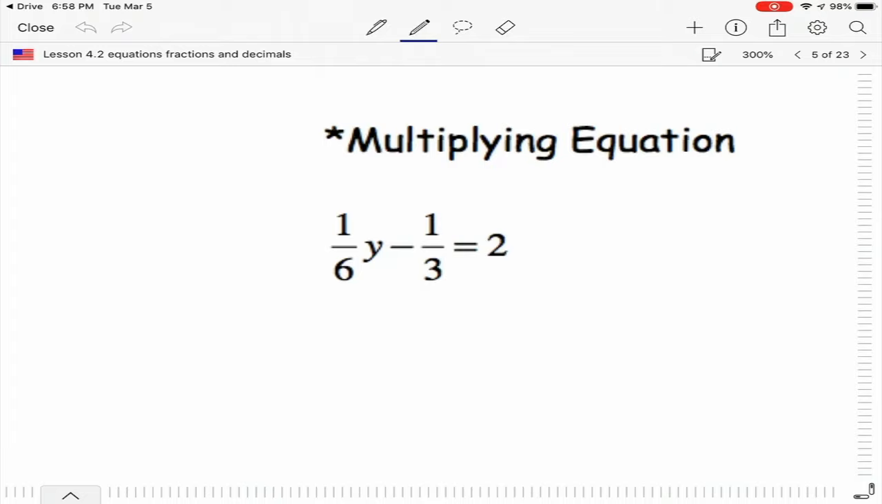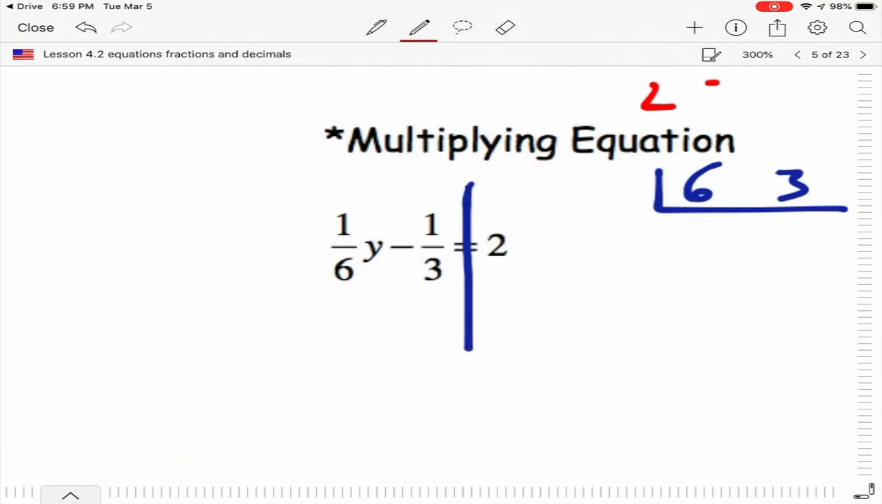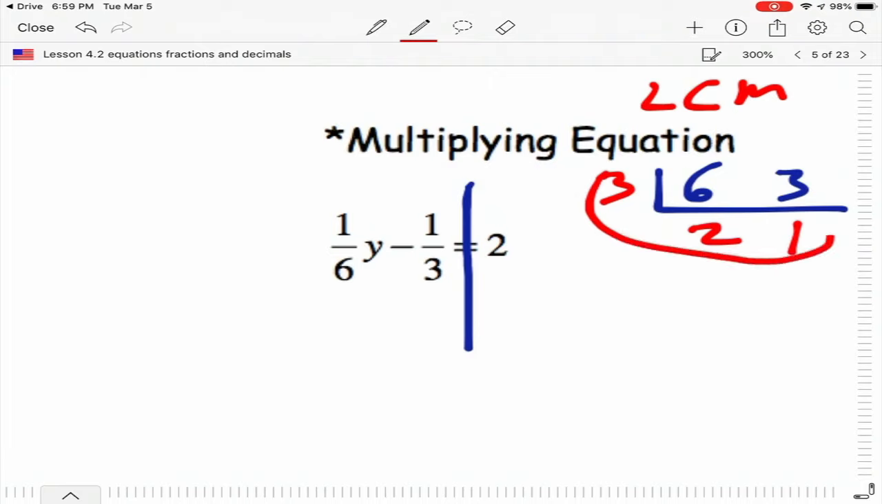So I look at 6 and 3. And just like your compact, you want to get the LCM. What can go into 6 and 3 is 3. 3 goes into 6 twice. 3 goes into 3 once. And then I make the L shape. 3 times 2 times 1 is 6. My LCM is 6. Now, how did I get 3 and 6?